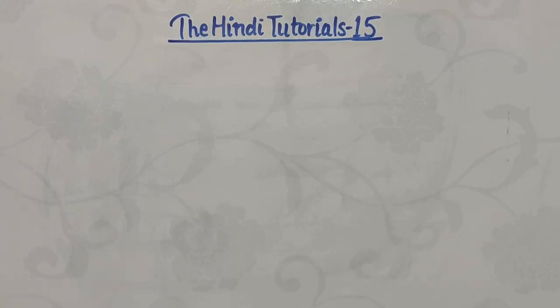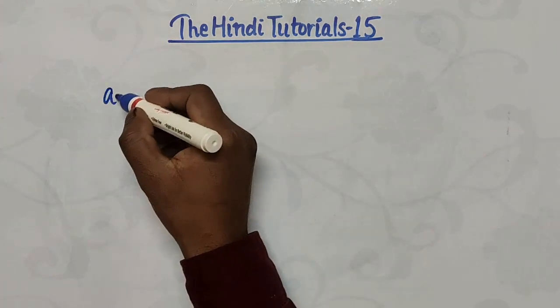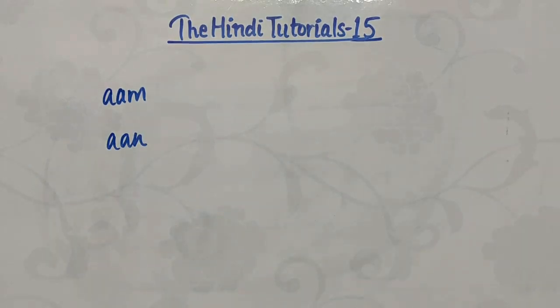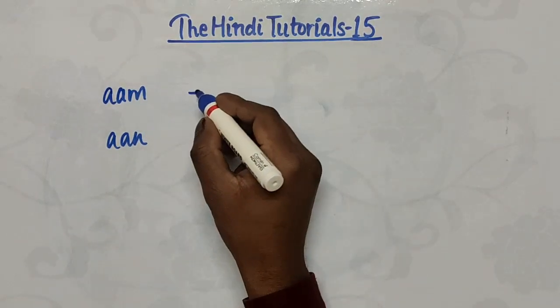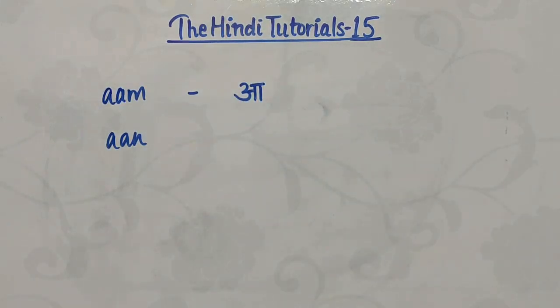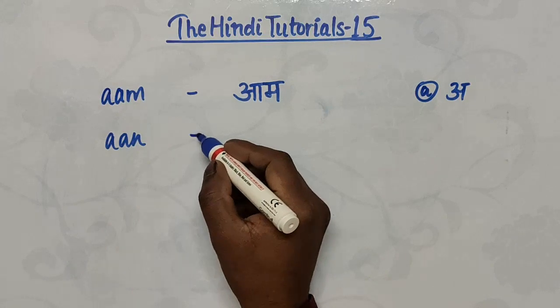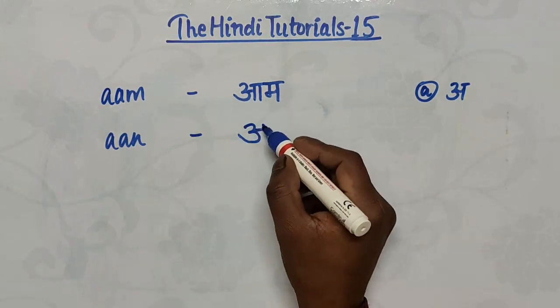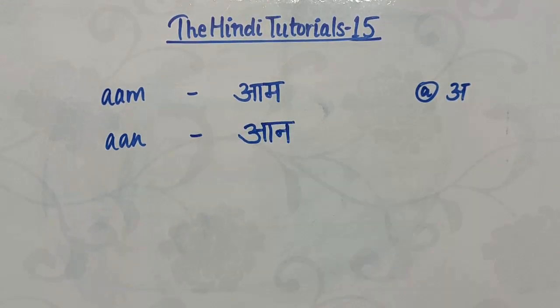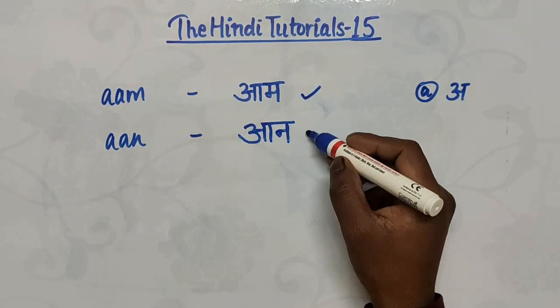And at the end of the video, I gave you two words to write in Devanagari. One was am and the other was an. I'm glad that two viewers wrote it correctly. First you have to write a and then m. A, m, am. A, n, an. Am, an.